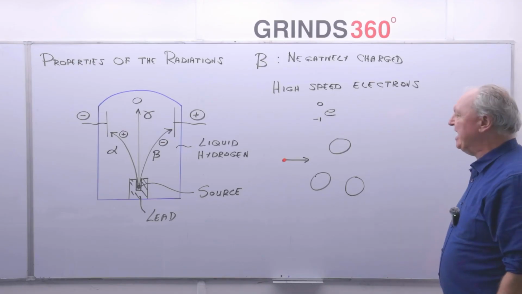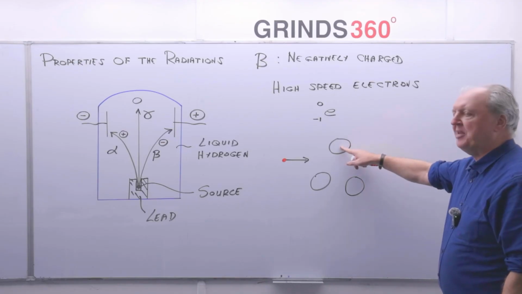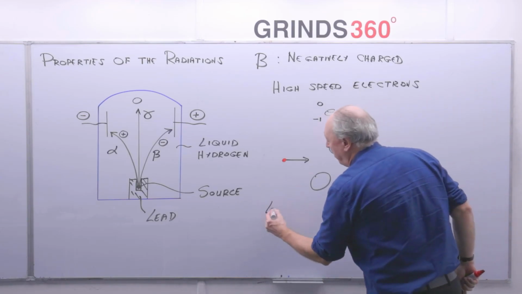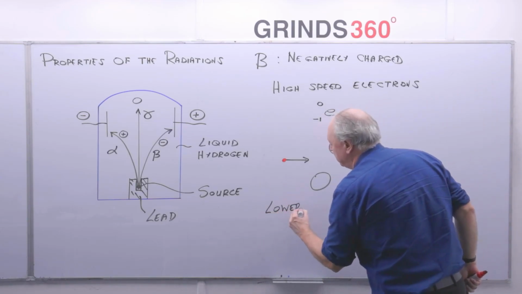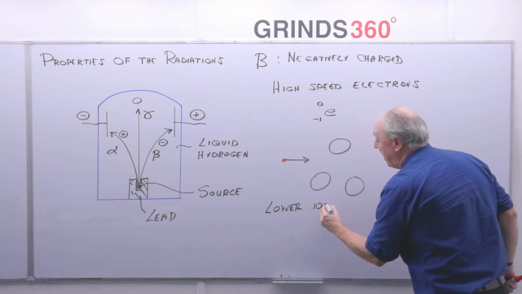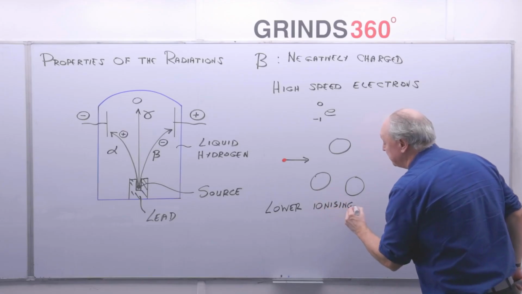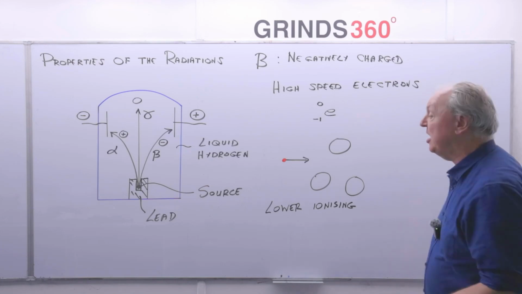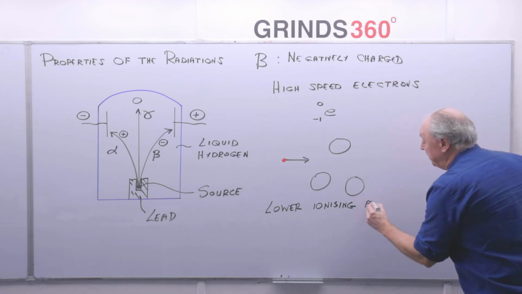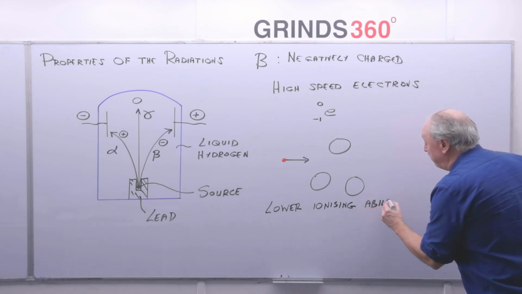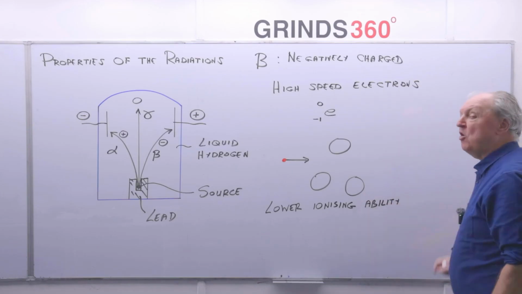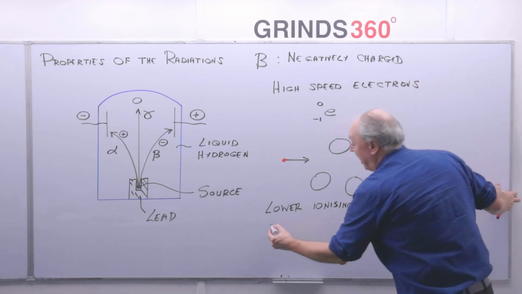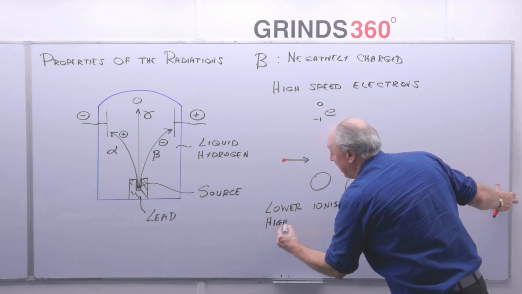So they will occasionally crash in and knock an electron out, which is called ionization. But we say they have a lower ionizing ability than alphas. A lower ionizing ability because they're not going to crash into the air molecules as often, because they're much smaller. Now, if you have a lower ionizing ability, that means you can go further without getting slowed down. That means you have a higher penetration power.